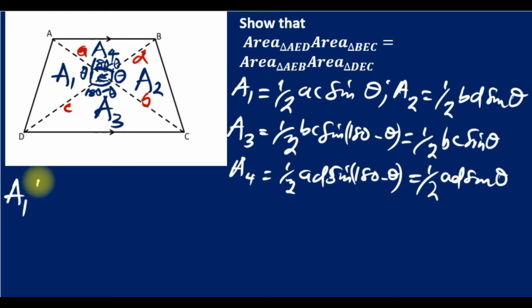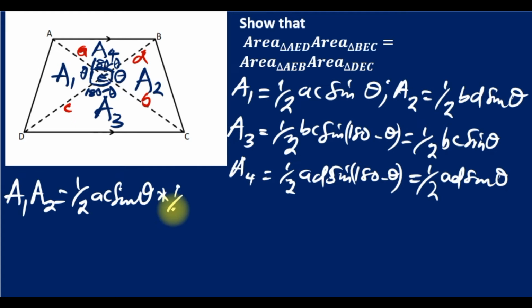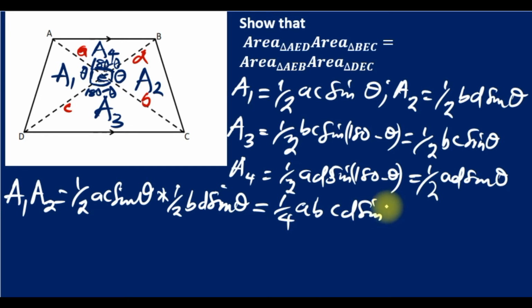A1 times A2 is now half AC sine theta times half BD sine theta. Half times half is 1 over 4. We have 1 over 4 ABCD sine square theta.